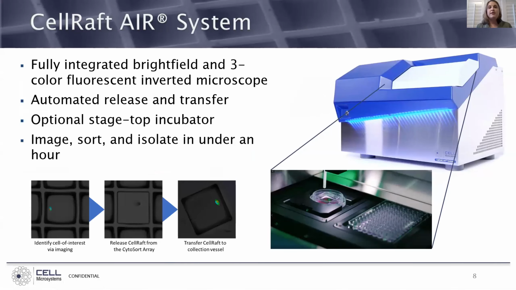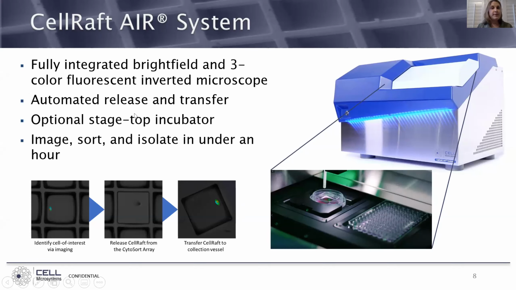This is all occurring on the deck of our instrument, the CellRaft AIR System, which you can see here on the right. It consists of a fully integrated bright field and 3-color fluorescent inverted microscope, which enables red, green, and blue fluorescence. It allows for fully automated, user-free, hands-free release and transfer of your cells or colonies of interest. It occurs completely in the instrument without any interaction.